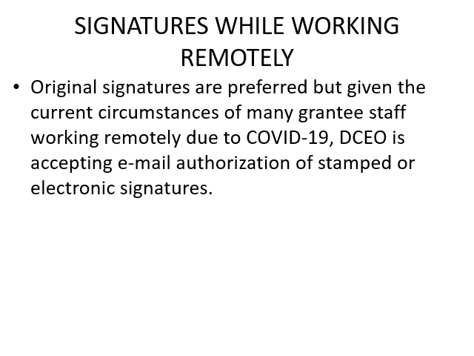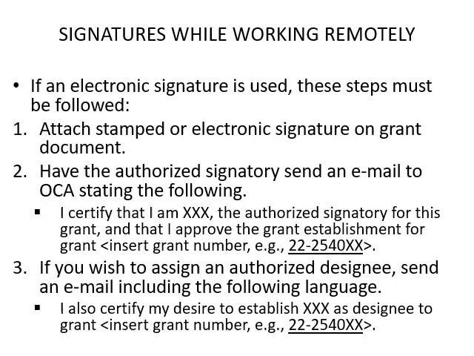Original signatures are preferred, but given the current circumstances of many grantee staff working remotely due to COVID-19, DCO is accepting email authorization of stamped or electronic signatures. If an electronic signature is used, these steps must be followed. First, you need to attach a stamped or electronic signature on the grant document. You need to have the authorized signatory for that grant send an email to OCA stating the following, and we've put some very specific language here, but essentially it is an attestation that the authorized signatory for that grant is approving the electronic signature for that grant.